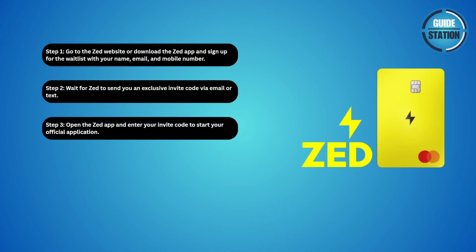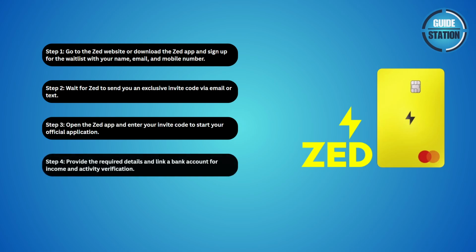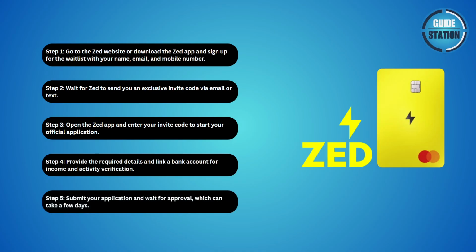Now, when you finally receive your invite code, you want to open the app, enter the code, and complete your official application. You'll need to provide additional personal details and usually link a bank account for income and activity verification. This helps them assess your eligibility and decide your credit limit. Some users say linking active digital bank accounts can improve your chances of approval. After submitting everything, it's just a waiting game.